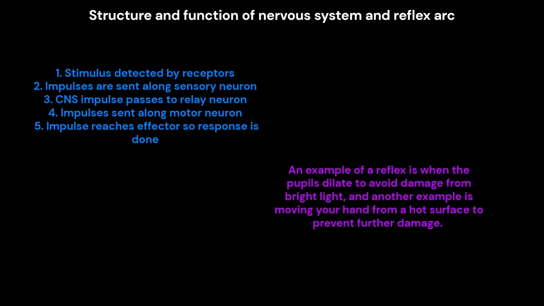1. Stimulus detected by receptors. 2. Impulses are sent along the sensory neuron. 3. In the CNS, the impulse passes to a relay neuron. 4. Impulses are sent along the motor neuron. 5. The impulse reaches the effector, so the response is done. An example of a reflex is when the pupils dilate to avoid damage from bright light, and another example is moving your hand from a hot surface to prevent further damage.